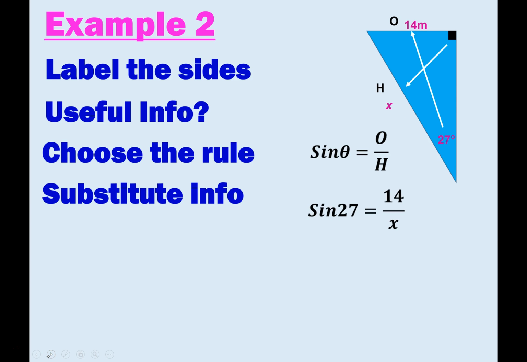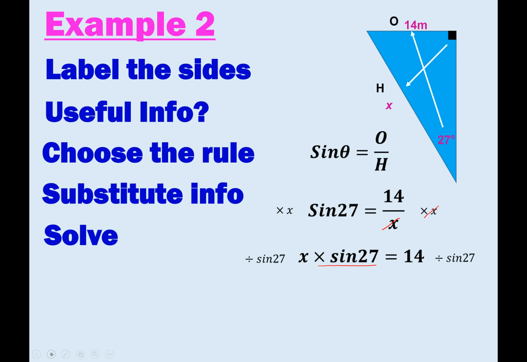So we want to now get rid of this x from downstairs. We want it to be upstairs. So how do we solve that? Well, to get rid of a divide, we have to times. And remember, those will cancel. I've now got x times sine 27, so I need to get rid of this times. And to get rid of a times, we divide, and they cancel now. So I'm just left with x equals 14 divided by sine 27.